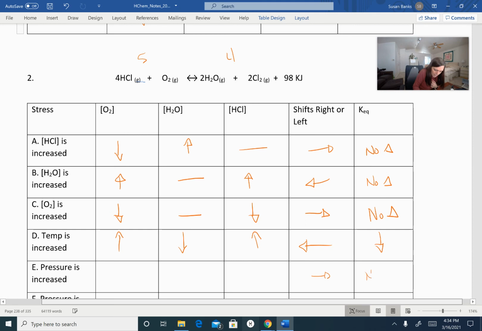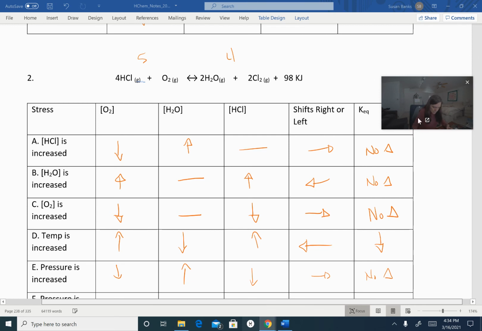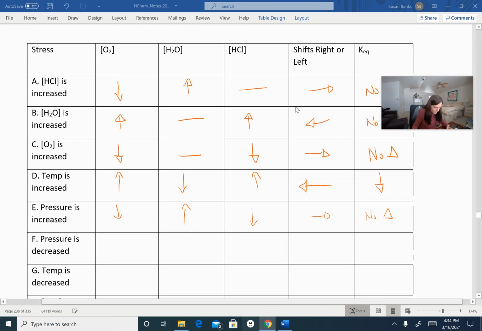But we are not changing the temperature, so there's going to be no change here. Okay, so that means shifting right, our hydrochloric acid concentration is going to go down, our water concentration is going to go up, and our oxygen concentration is going to go down. Okay, how'd you do on that one? All right, let's shift a little bit. Our pressure is decreased. So it's going to be the opposite of what we just did.